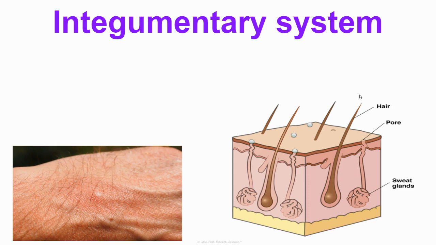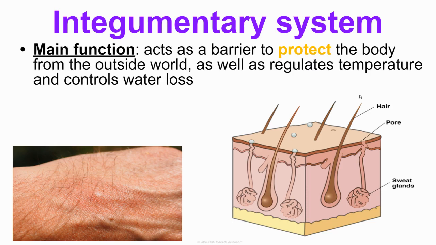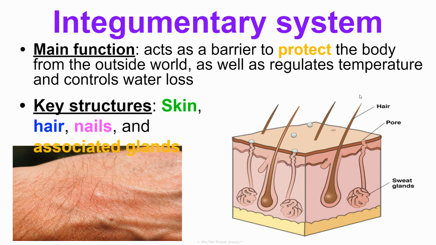Okay, here's one that we often forget about, but this is called your integumentary system. This is your skin and hair and nails. And so its main function is acting as a barrier to protect your body from the outside world. It's really involved in regulating temperature, controlling water loss, and then just also helping you perceive the world around you. And so you can tell the temperature or how much pressure something is and so forth because of your skin. And so this is your skin, your hair, your nails, and then any of the associated glands, like your sweat glands, for instance, which will help regulate your body temperature.